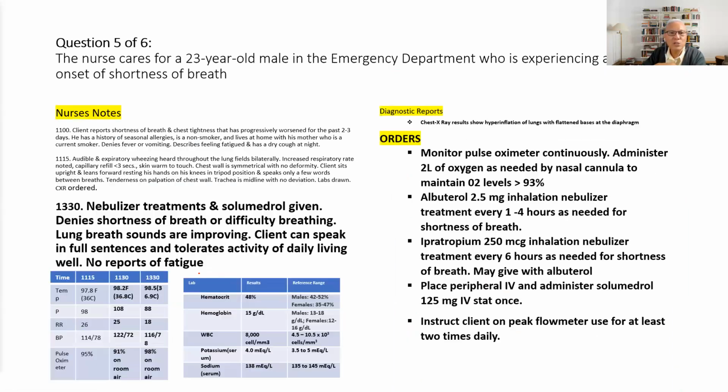Very good. And so let's go to the orders now. The orders that were given is monitor the pulse oximeter continuously, administer 2 liters of oxygen as needed by nasal cannula to maintain 93%, albuterol, ipratropium 250 micrograms, place peripheral IV, and instruct the client on peak flow meter use for at least 2 times daily. Okay, so those are the orders. Monitor, albuterol, ipratropium, peripheral IV, and instruct the client.